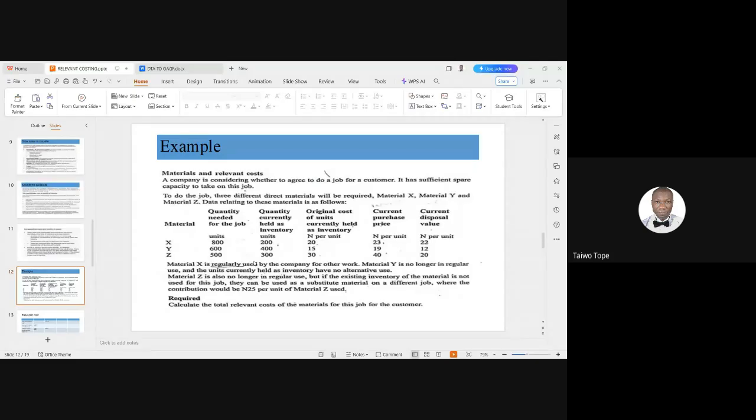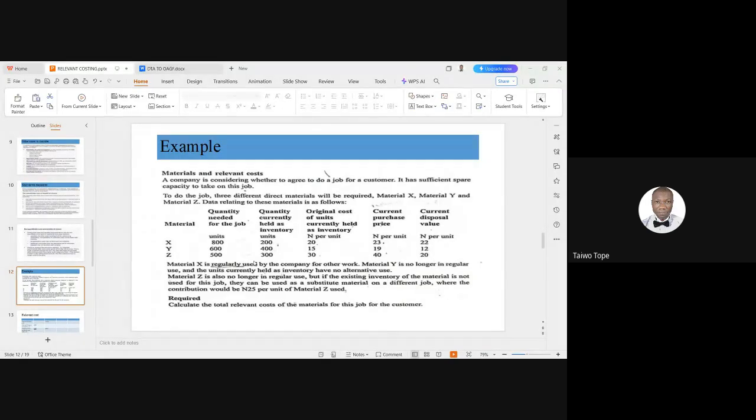Since it's no longer in regular use, there is no competition for this material. It means you need to just exhaust what you have in stock, which is the 400. But at what rate? What is the relevant cost associated with this? At the disposal value. Why? Because it is no longer in regular use. It will be at the disposal value.